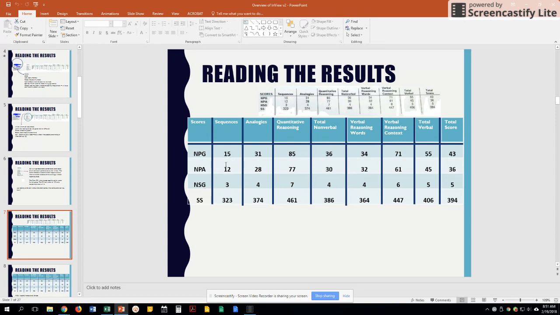And if you'll remember, I said that sequences, analogies, quantitative reasoning, all of these go together to create the total nonverbal score. I didn't say math. It's nonverbal, which is mathematical thinking. And then verbal reasoning in words and verbal reasoning in context are the subtests that comprise your total verbal score, which is not reading. It's about thinking and how you think with words. And then total score is everything put together.